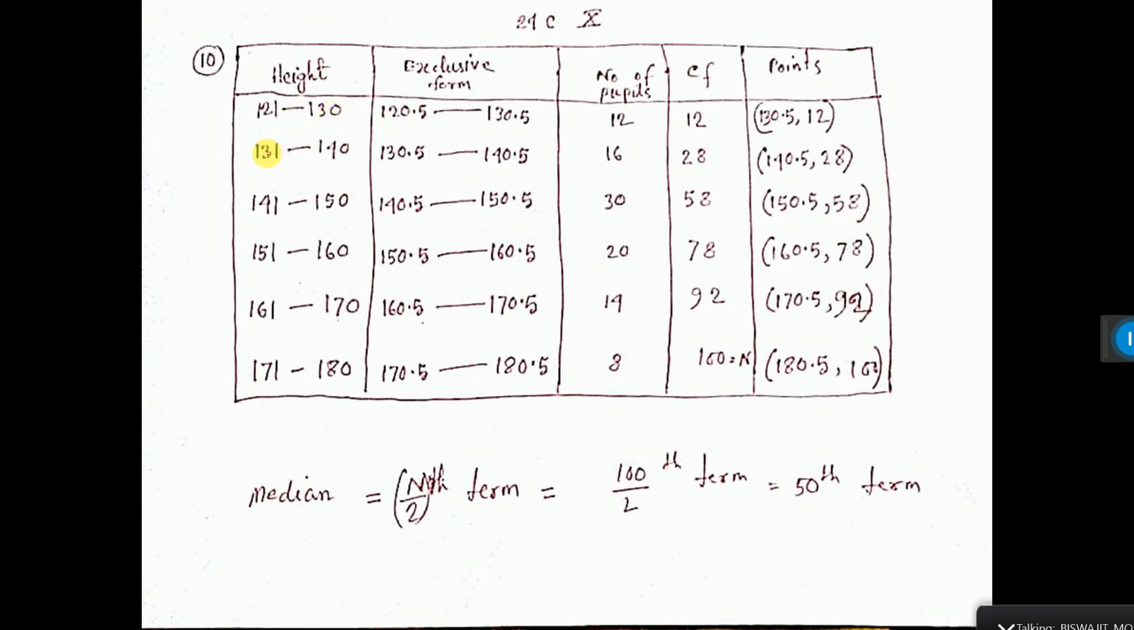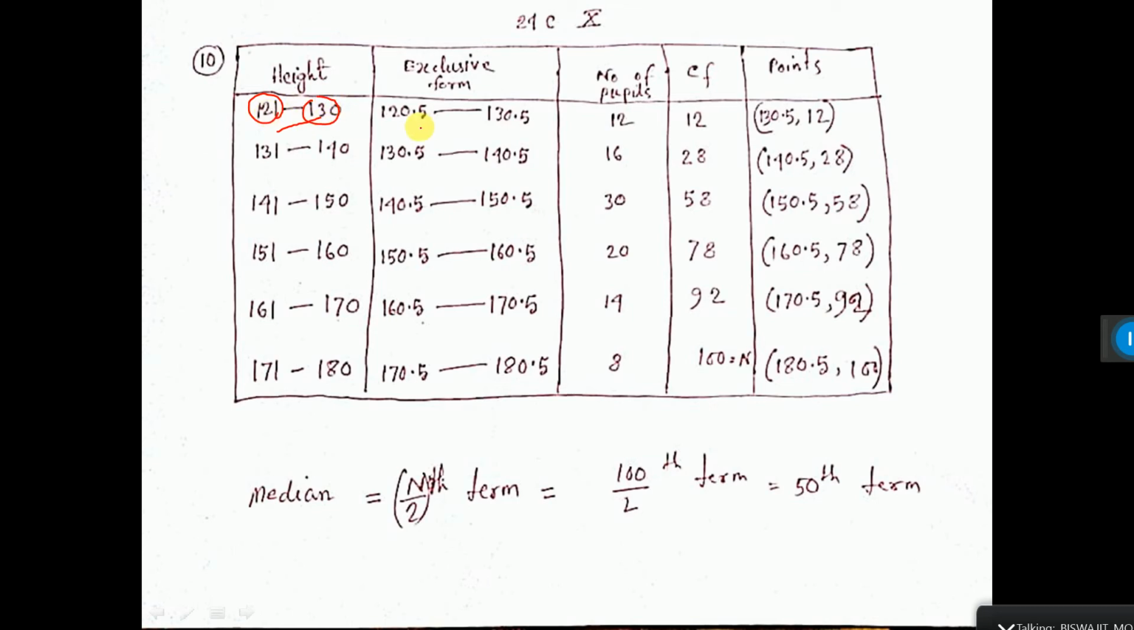See, 30, then it starts at 31. It is not continuous, so you have to make it continuous. How to do that? Adjustment factor. These two you subtract: 131 minus 130. That is 1. This is the difference. Now you have to divide the difference by 2. So 1 divided by 2, that is 0.5. This 0.5 you have to subtract here, and you have to add here.